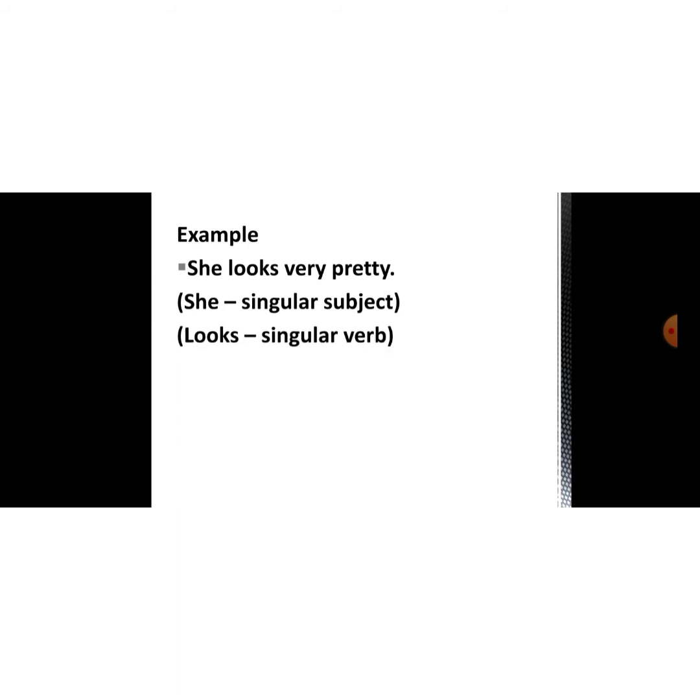Here is an example to make this clearer. She looks very pretty. Okay, if you look at the sentence, she is singular subject, right? She, one person. So we use looks because it is in present tense. So the verb that has been used here is looks and not look. She is singular subject, as I've already told you. Therefore, we use looks, which is a singular verb.